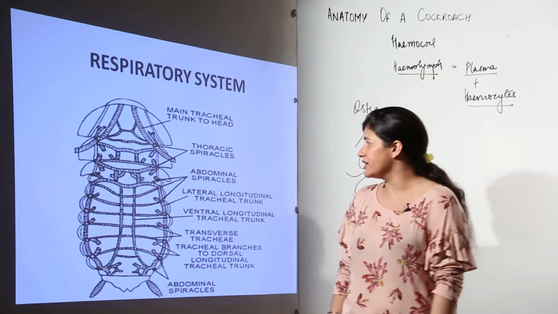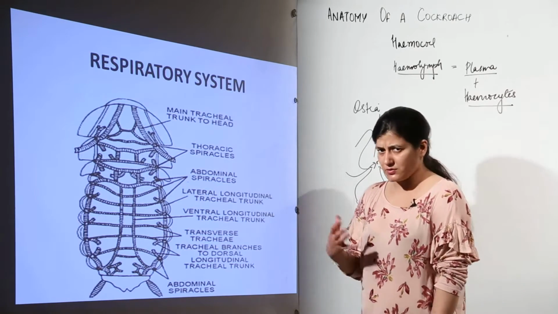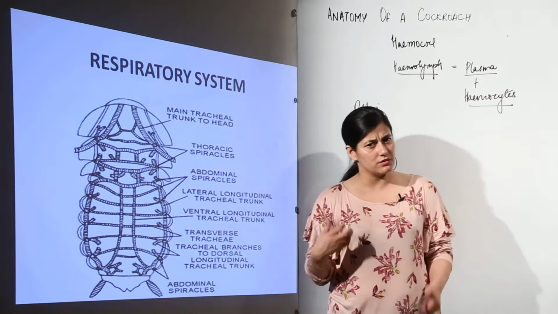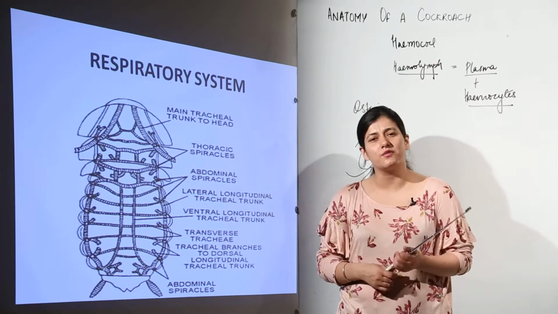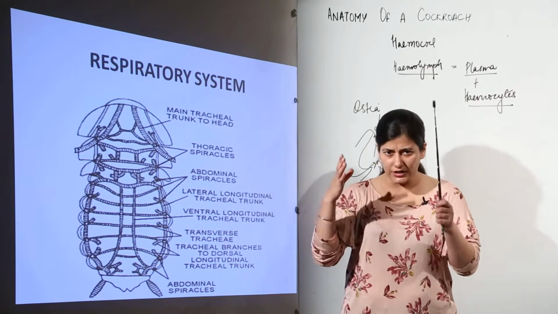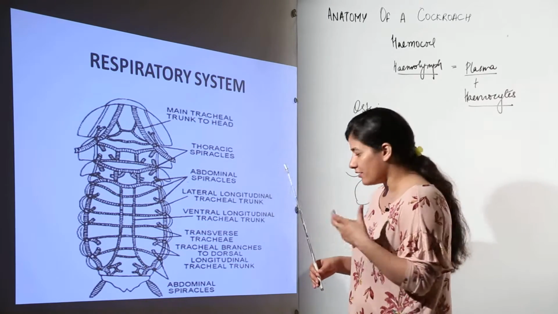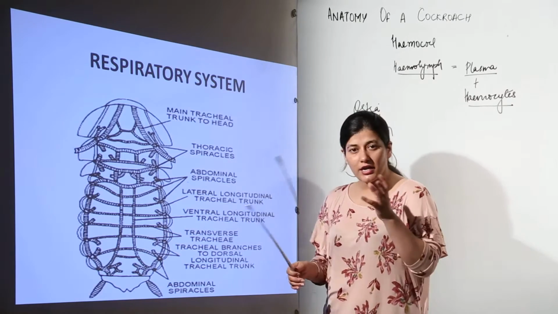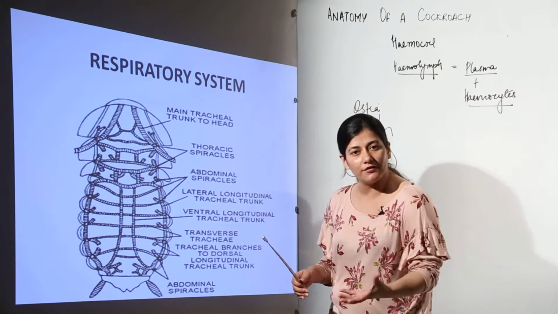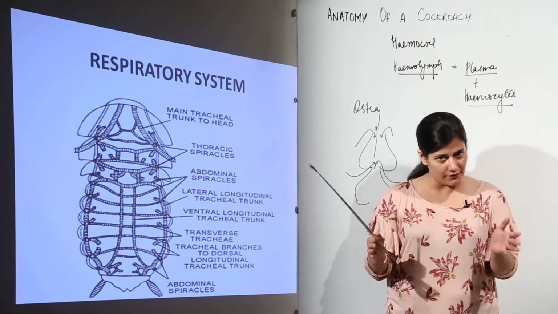Next what we have is the respiratory system. What is there in the respiratory system? It is very simple. The respiratory system is so simple that all you have to remember is that there is trachea and there are spiracles, and there is a tracheal trunk for the supply of oxygen, that is air, which is inhaled by the cockroach. Now every segment is yet again having its own pair of spiracles. Both the sides are going to have the spiracles.